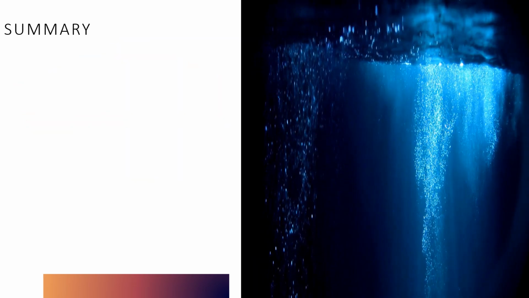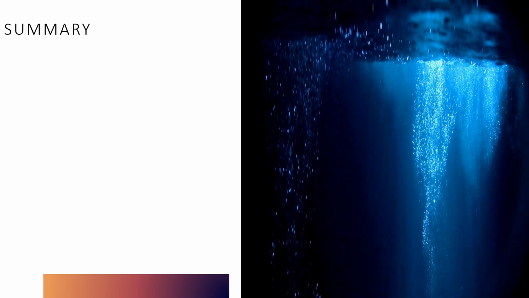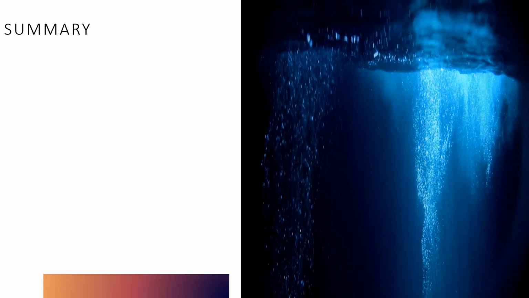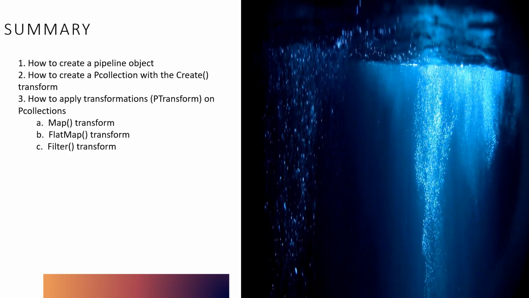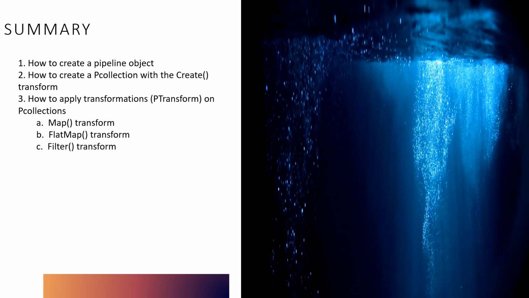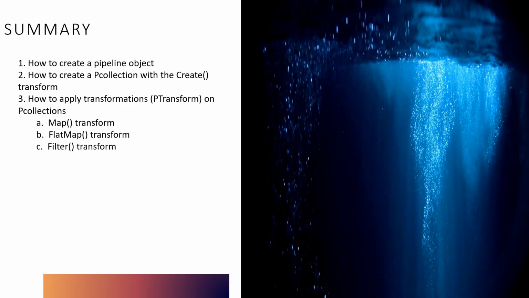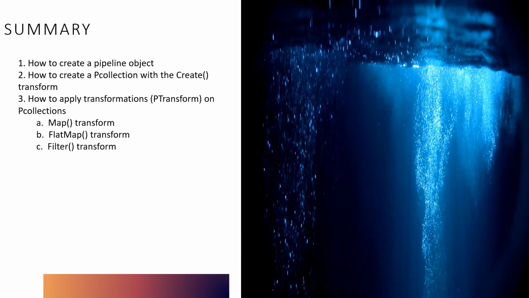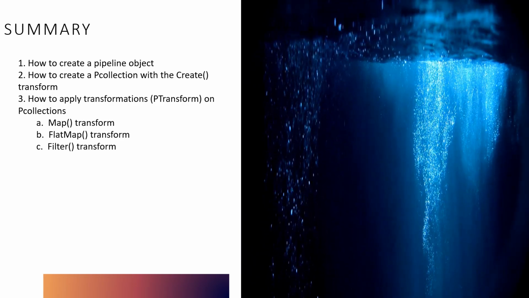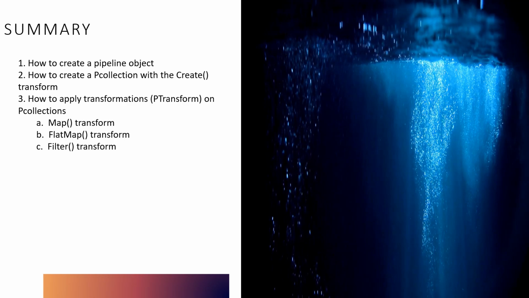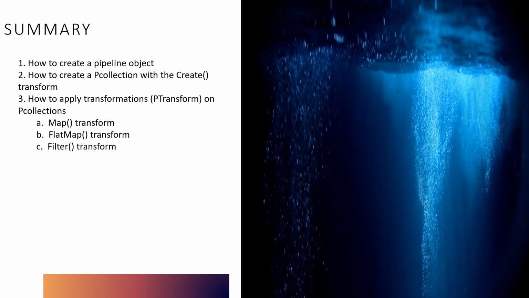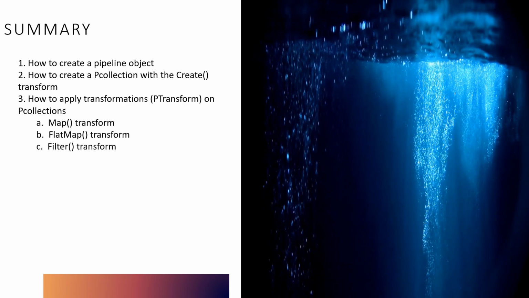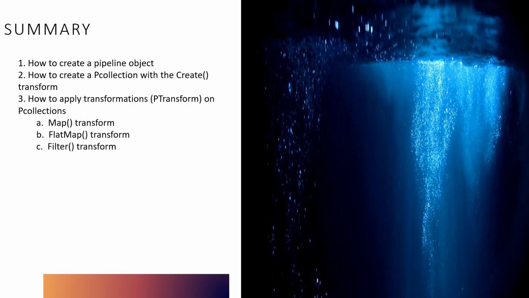Well, that's going to wrap this video up. We've covered some basic Beam concepts, such as how to create a pipeline object, how to create a PCollection with the Create transform, and how to apply transformations or PTransforms on PCollections using the Map transform, the FlatMap transform, and the Filter transform. We've also showed two different ways of using the filter transform, but just know there are 6 different ways that you can use the filter transform, but that's beyond the scope of this video.